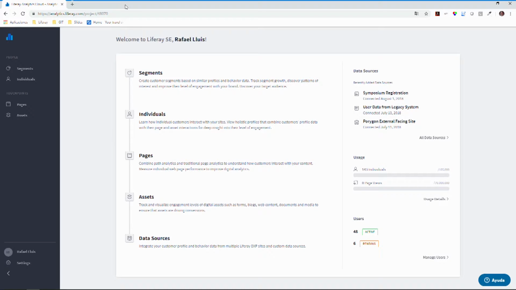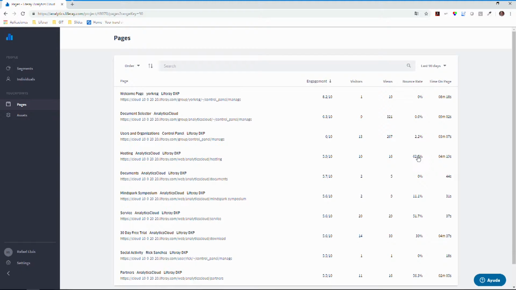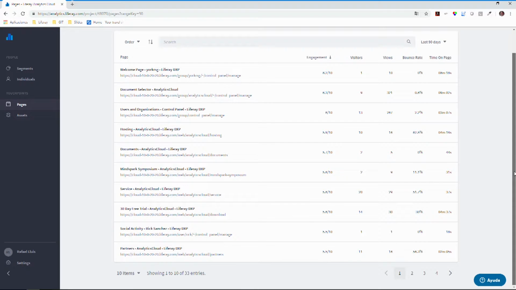Okay, so starting from touch points, for instance, we can see how a page looks. We will be showing this kind of pattern around the product. So usually we have a report here with a search. We can also pick different times, like last 30 days, last 90 days, last week, etc. And the information changes if we do that, okay? And we will see here all the pages that are part of Analytics Cloud that are analyzed, okay? So if a page has any visit, it's going to appear here.